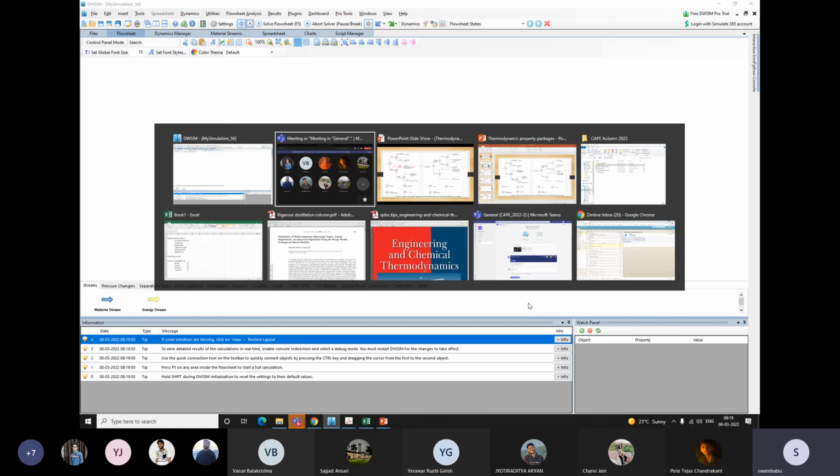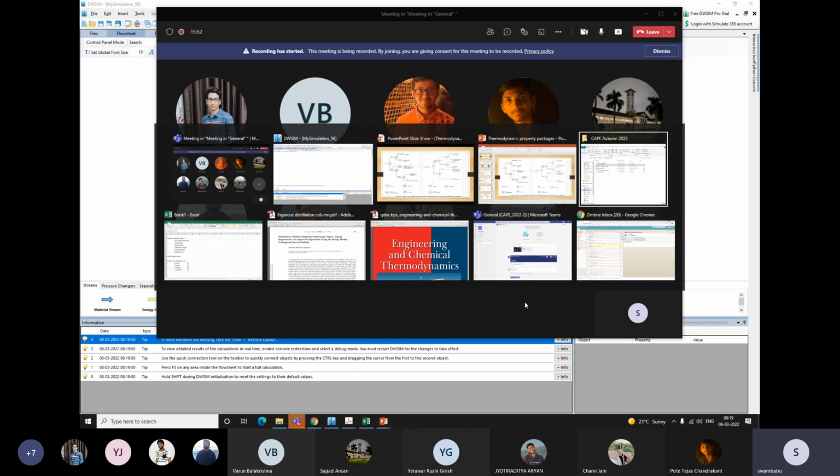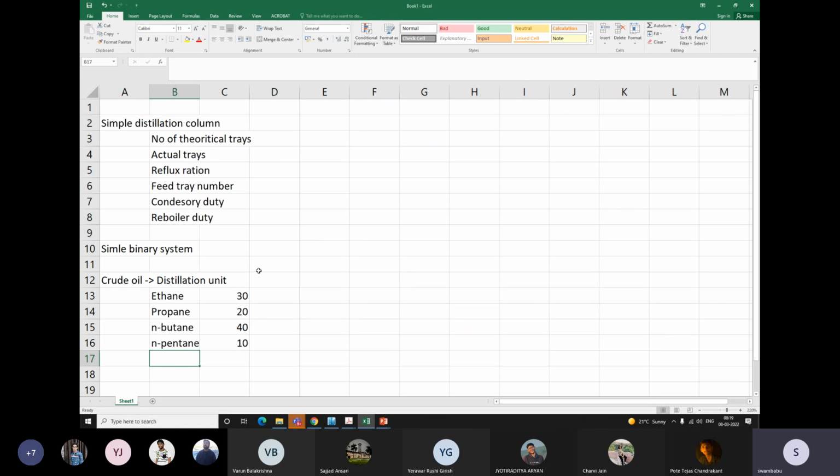So here I am doing the distillation of these hydrocarbons, right? What pressure should I operate? The distillation column should operate at what pressure? This pressure matters. Can I operate at any pressure, or does only temperature matter because it's distillation?